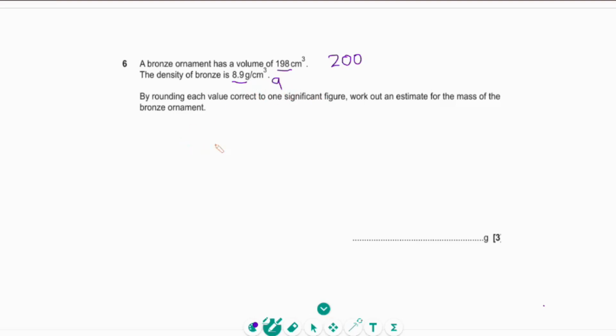Density equals mass over volume. Our density is 9. Our volume is 200. So times both sides by 200 to get the mass. 9 times 2 is 18. Add your zeros, 1,800 grams.